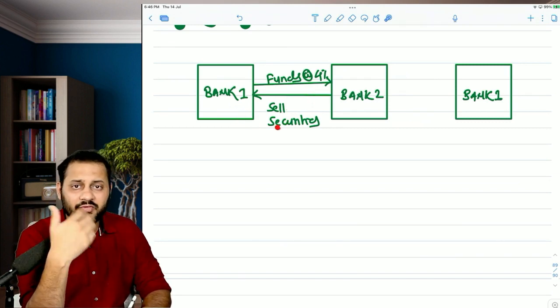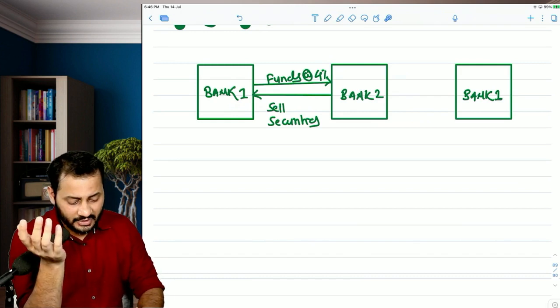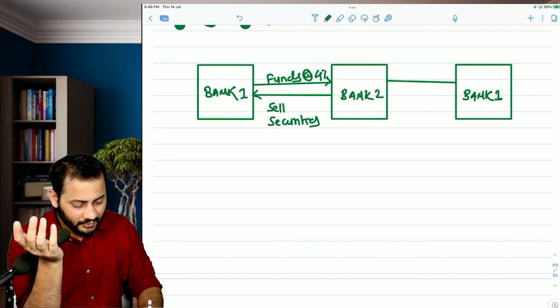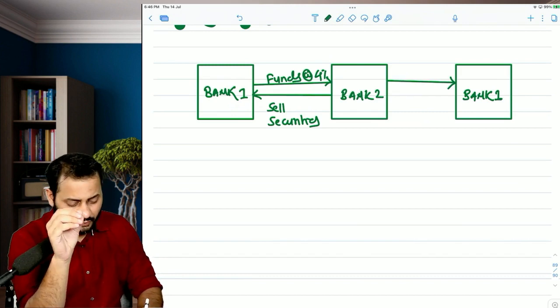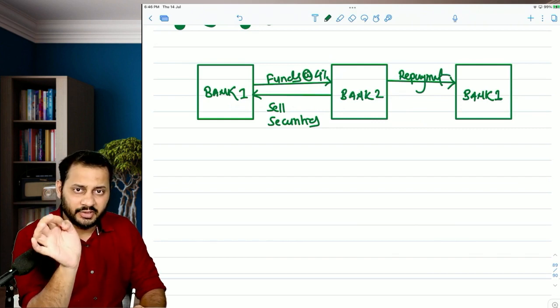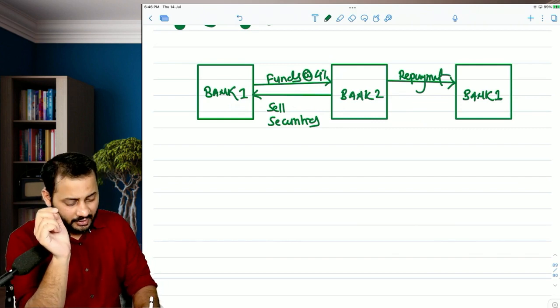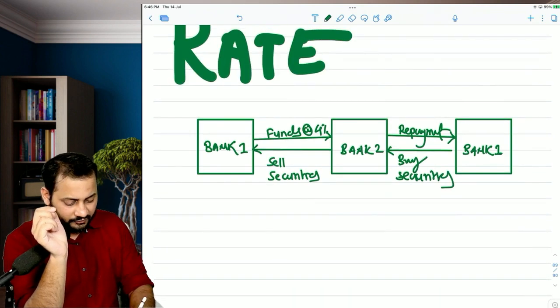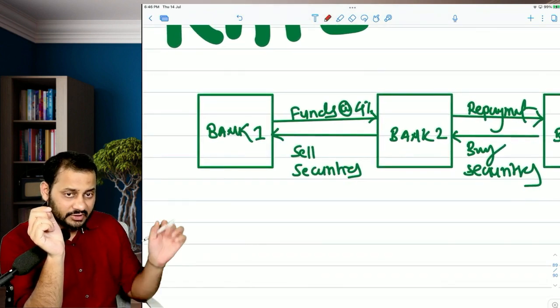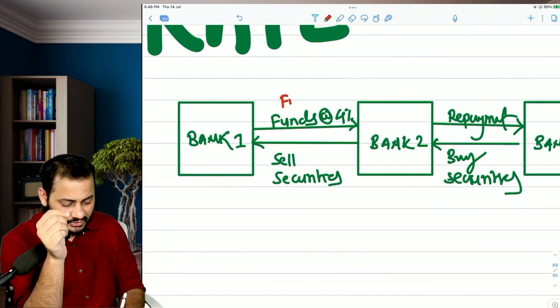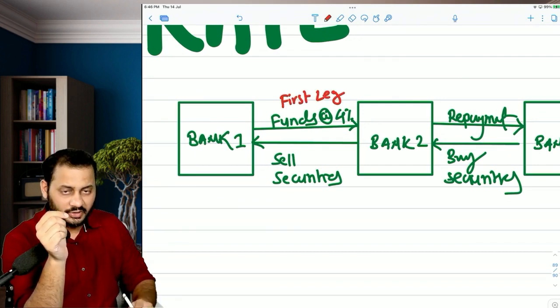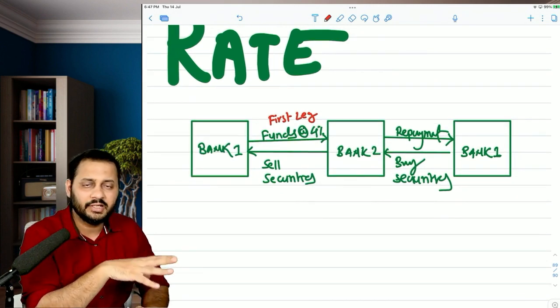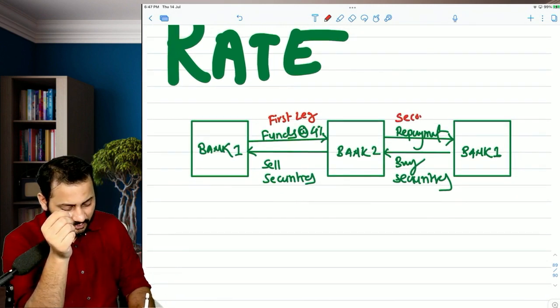After a certain period of time, let's say 14 days, I will repay the funds to you with interest. This will be called repayment. And I will buy back my securities from you. So the funds received from bank 1 are called the first leg of the transaction. When you repay it to the bank, it's called the second leg of the transaction.